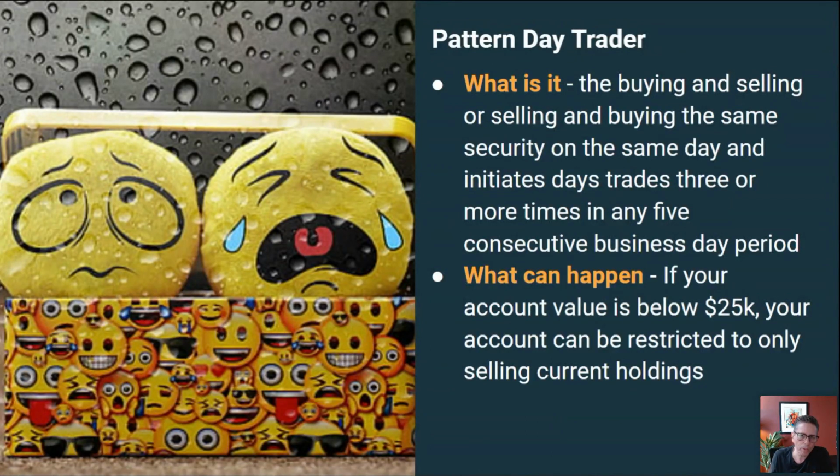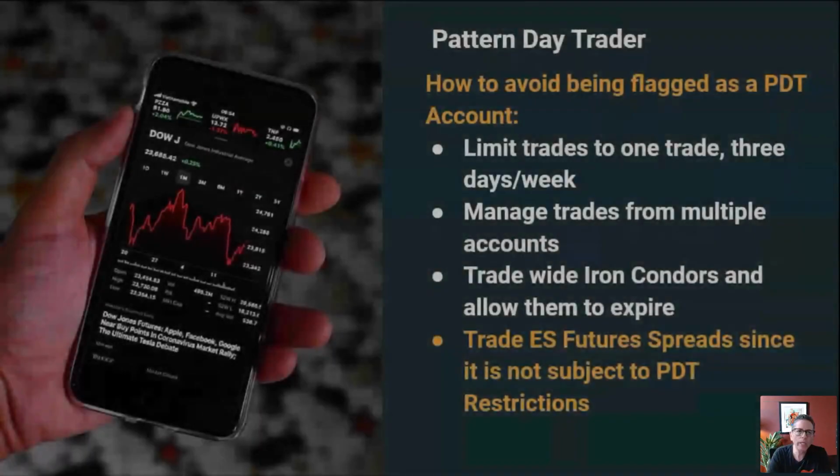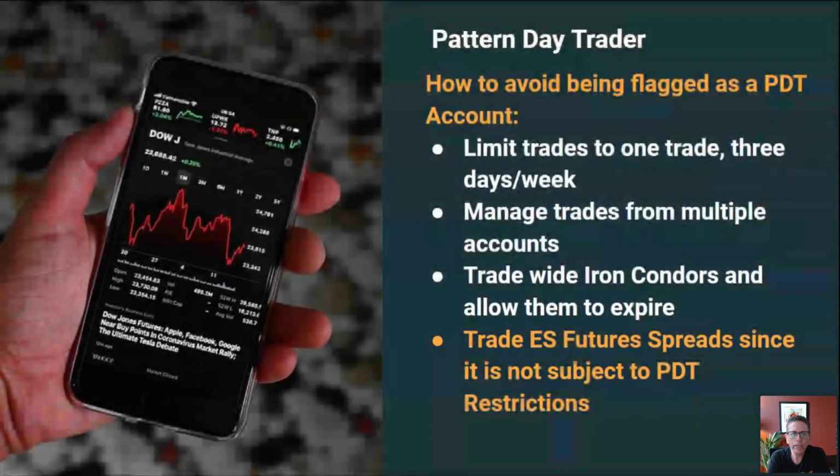So be cognizant of that. Ways to avoid it is limit your trades to 1 day, 3 days a week. Manage trades from multiple accounts. Trade wider iron condors if you're going to do that. And you can also trade ES future spreads that are not subject to PDT restrictions.